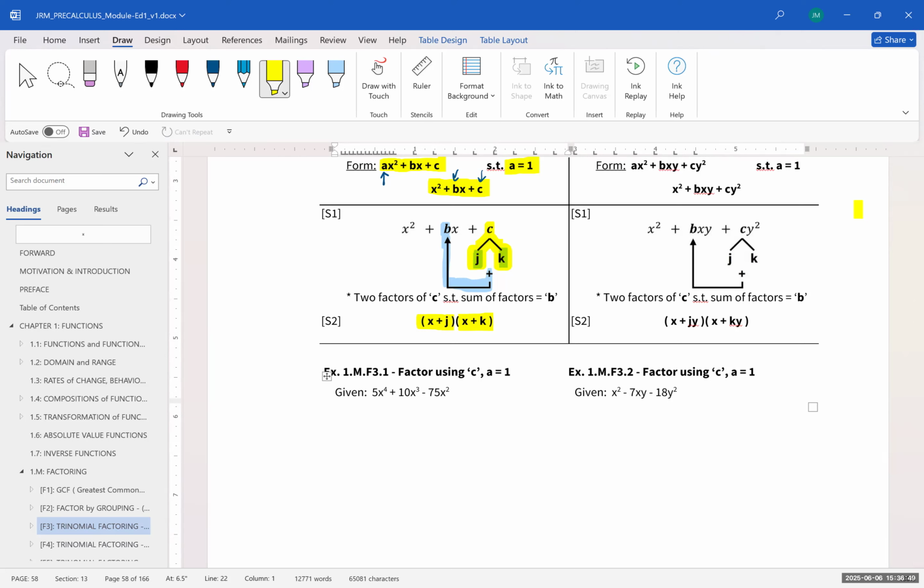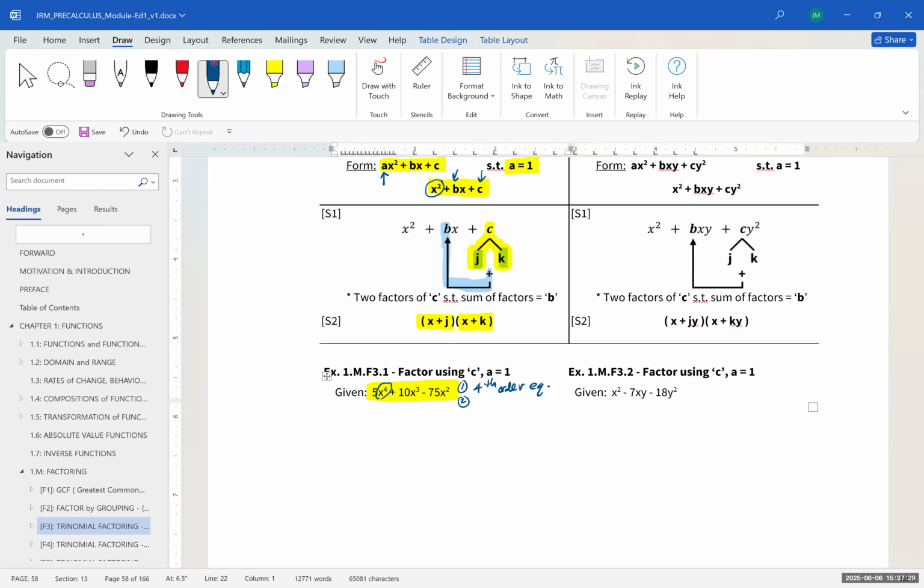So in this example, we've got 5x to the fourth plus 10x cubed minus 75x squared. Right away, this presents us with a couple of problems. First problem is, notice that this is technically a fourth order equation, which means that the variable has the highest power of 4, to the exponent 4. And this has to be like a second order equation. So that's the first problem.